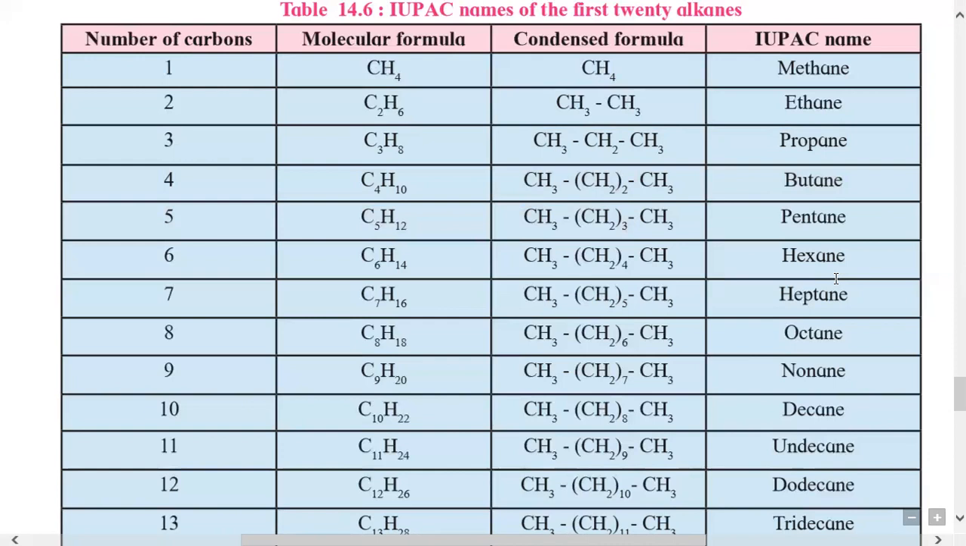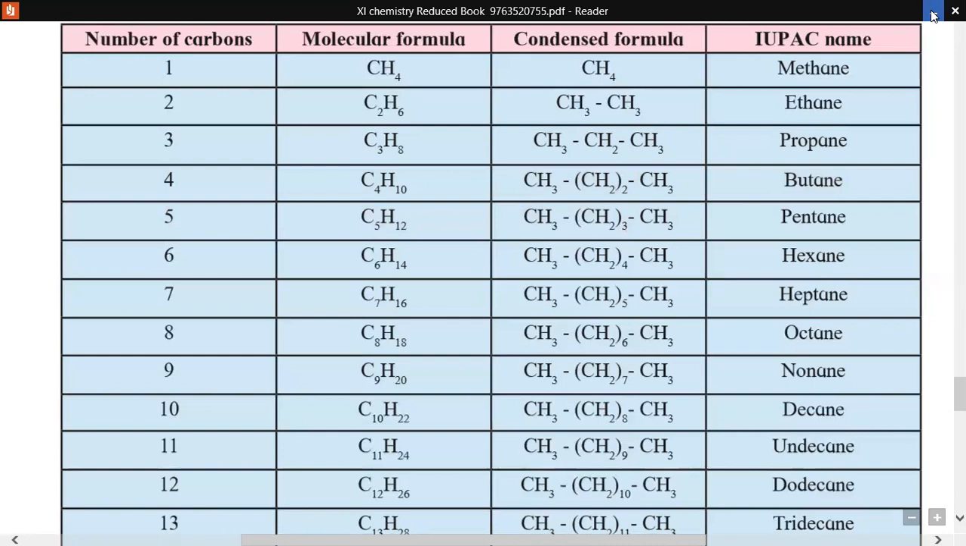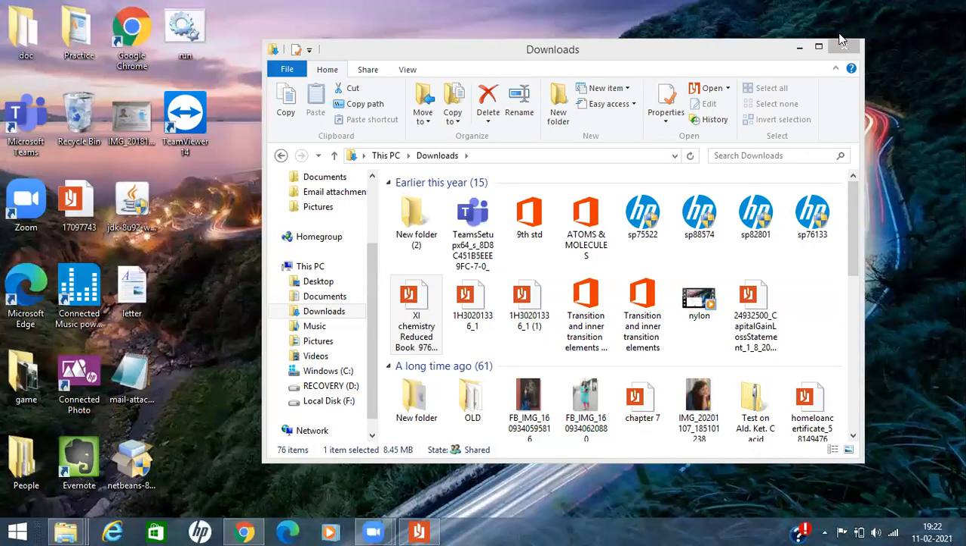So it is very easy to write the homologous series members with this type of example. We will study many examples in hydrocarbons too, that is, alkane, alkene, alkyne, and aromatic compounds. Like this, we can write many examples of homologous series of different organic compounds, and that is about homologous series. Thank you.